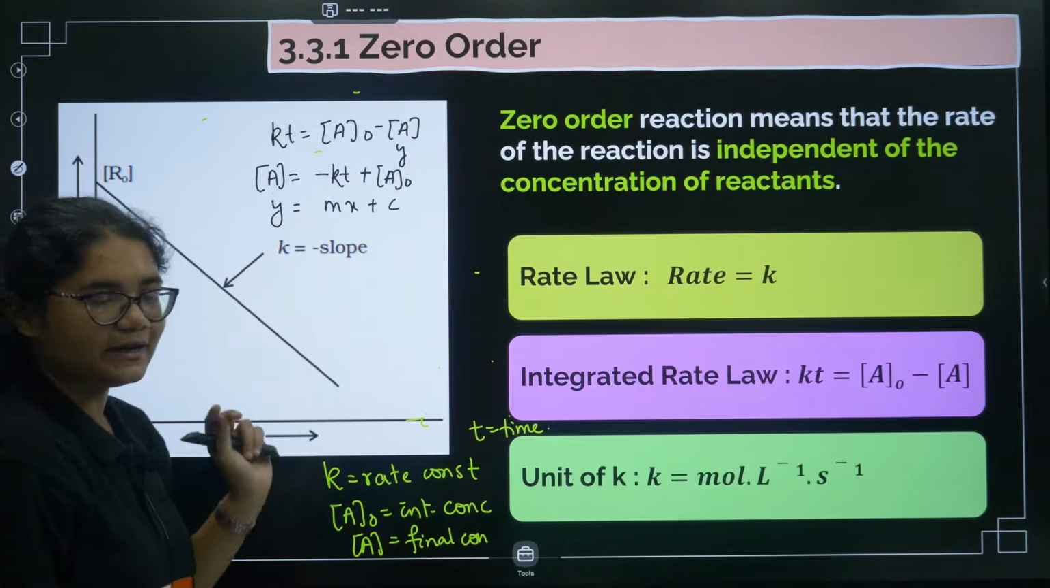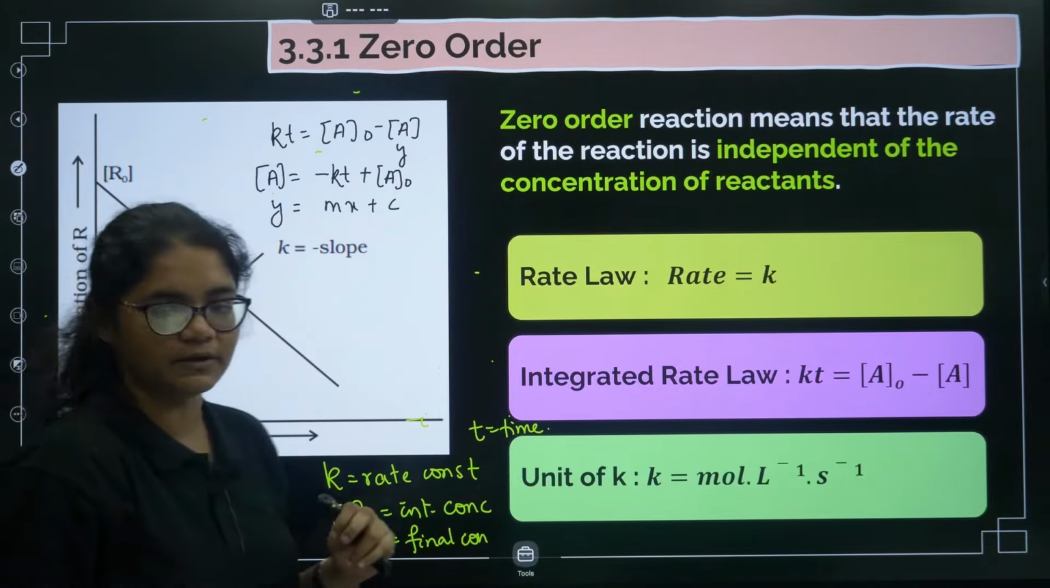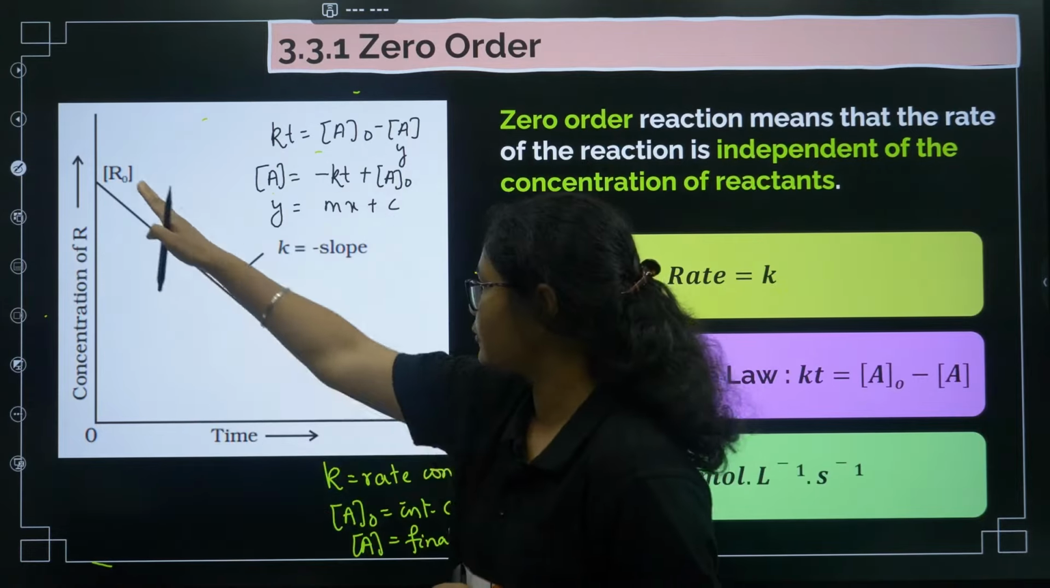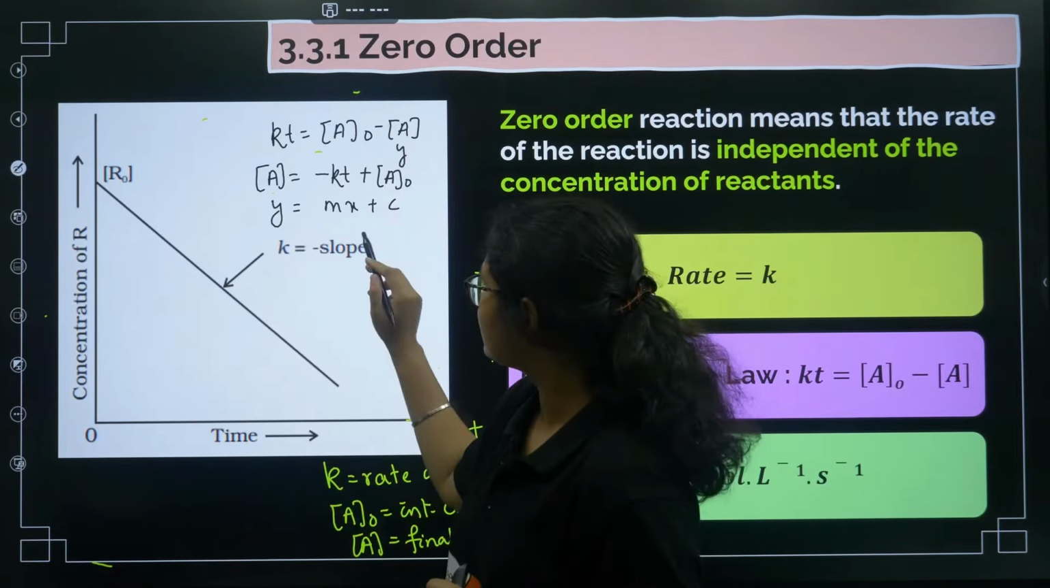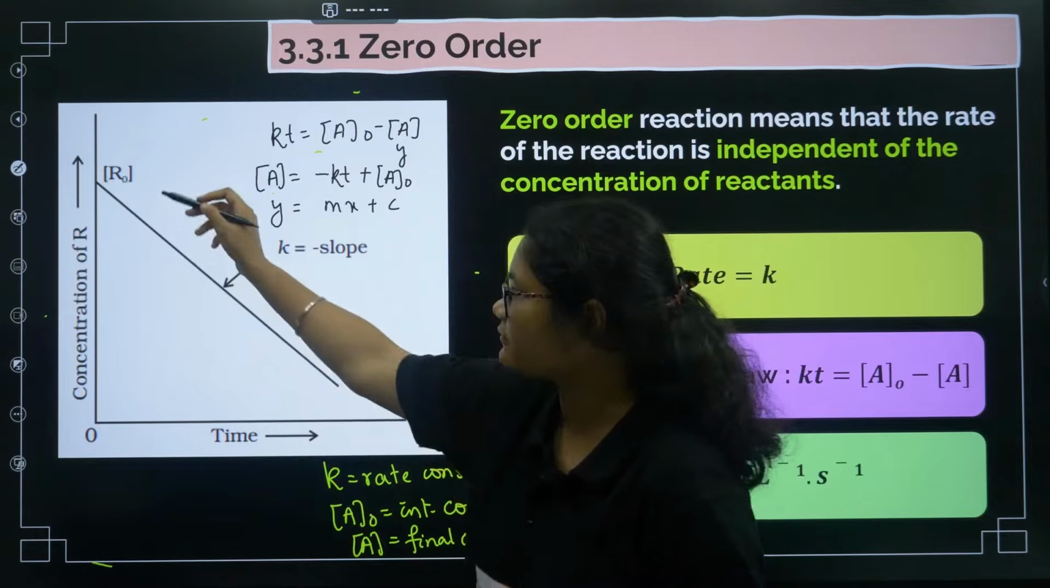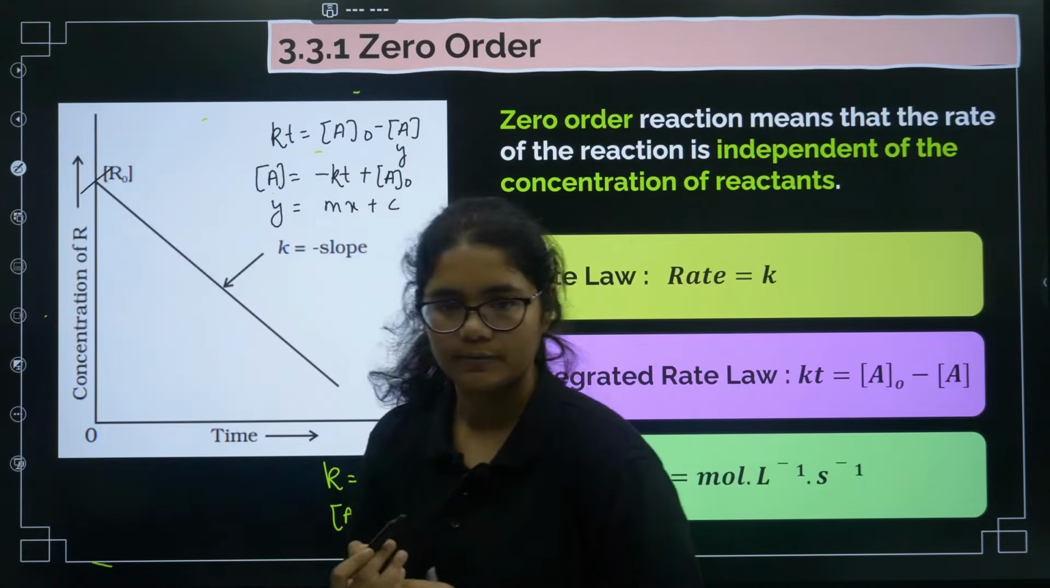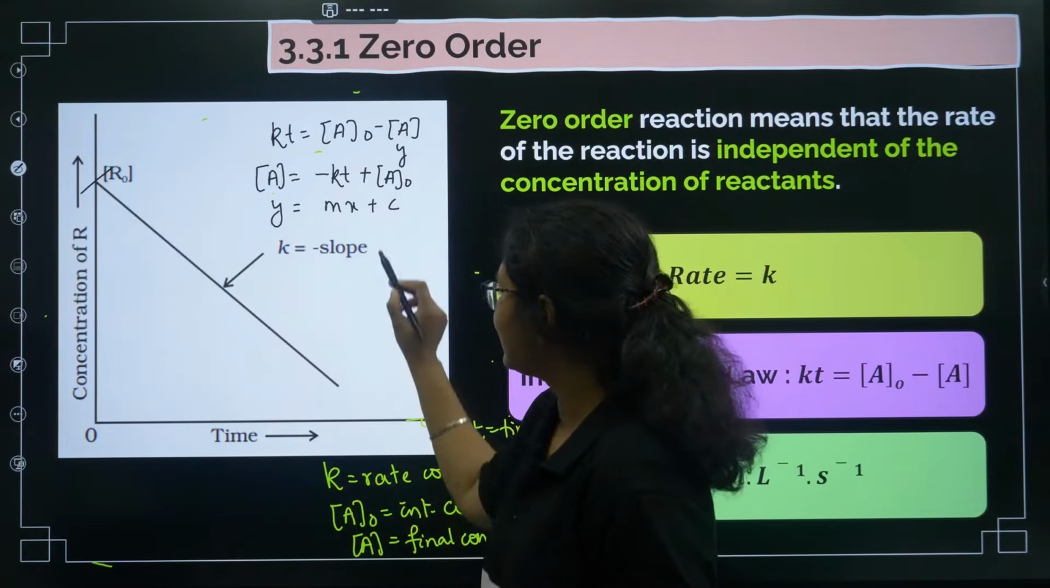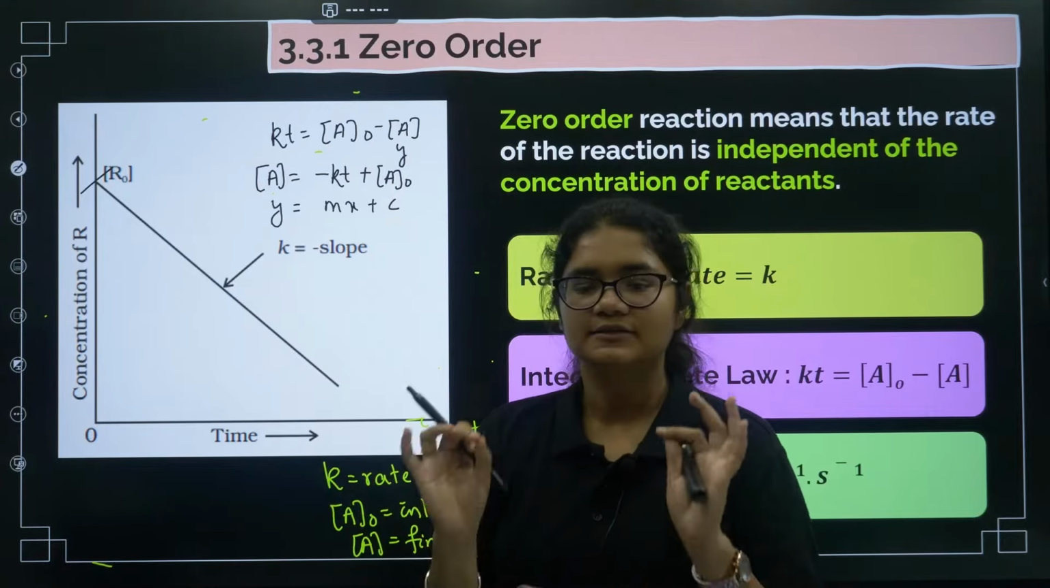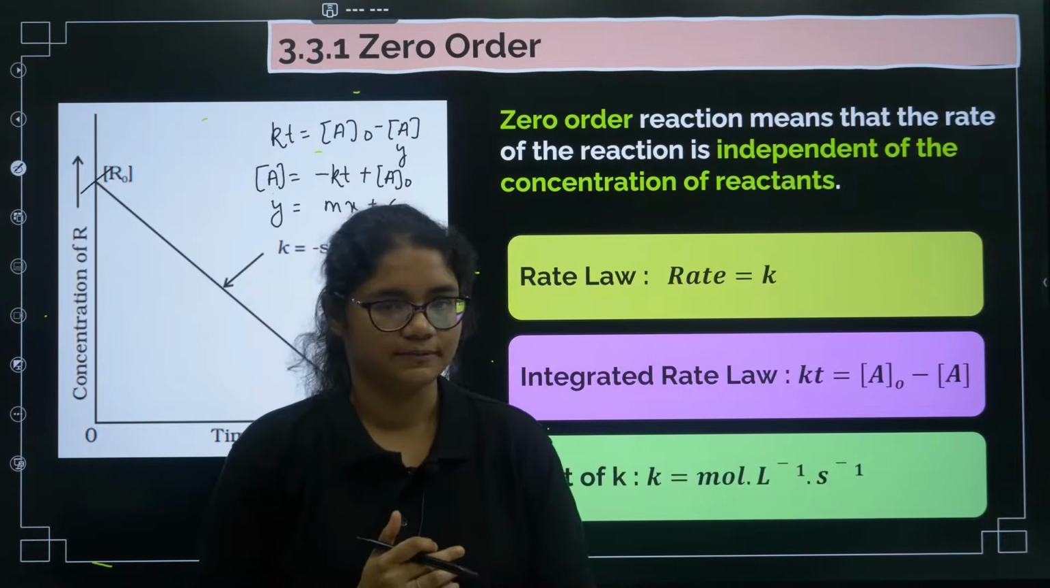Slope is minus K, negative slope, so you can see a negative slope here, right? Can you see the negative slope on the graph? Okay, now this is your Y intercept, that is where this graph touches the Y axis, so that is your A naught. Okay, and then time is on the x axis, right? So this is the graph for zeroth order reaction.